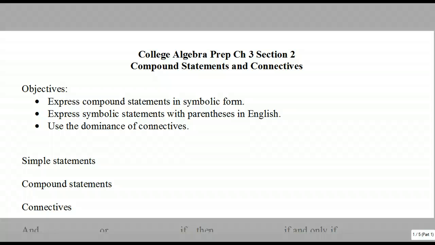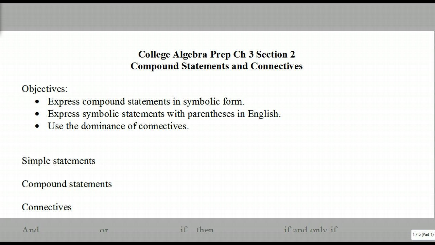All right, so we are finishing up section 3-2, you guys. And last week we talked about 2 connective statements, and we're going to finish up the other 2. So first of all, our objectives are to express compound statements in symbolic form. We're going to express symbolic statements with parentheses. Some of you might have seen some of those in the homework if you went ahead and did them. And you're going to see how to use the dominance of connectives.